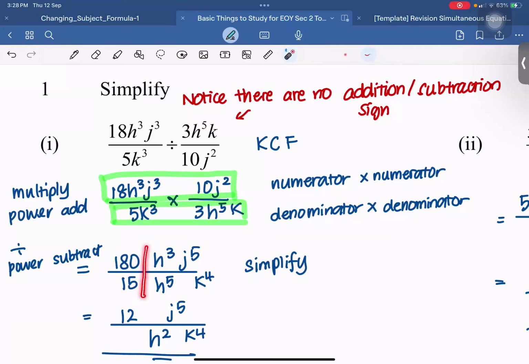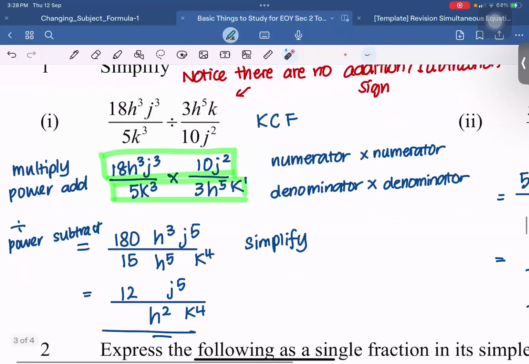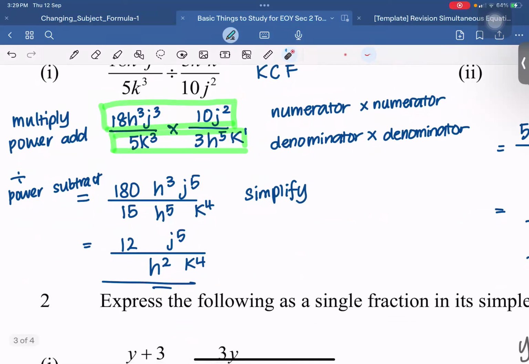Then denominator with denominator, 5 times 3, 15. I align h with h also, so h^5 is here. Then k: k^3 here, and here 1 more. Total k to the power of 4. Then I simplify. That's not the answer yet. Take the calculator, simplify. 180 over 15 should be 12. Then h cubed and h^5.